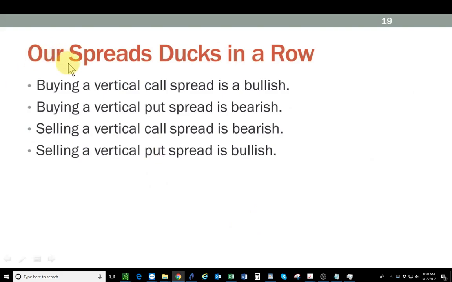So this is what I call getting our spreads ducks in a row. That's a tongue twister. Let's just clarify what's what. There's different types of spreads, and we've gone through only a couple of them right now, but we're going to start to bridge our way into this. Buying a vertical call spread is bullish, right? You want the market to obviously go up. Buying a vertical put spread is bearish. Selling a vertical call spread is bearish. Selling a vertical put spread is bullish.